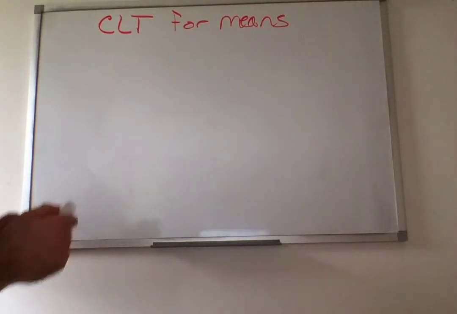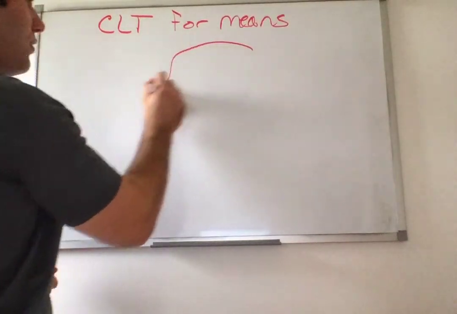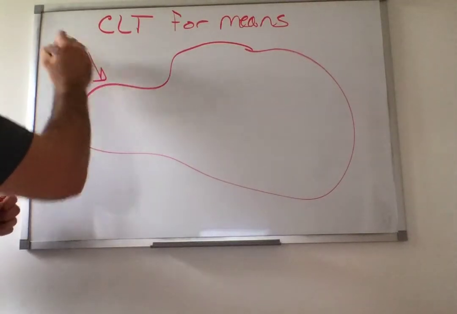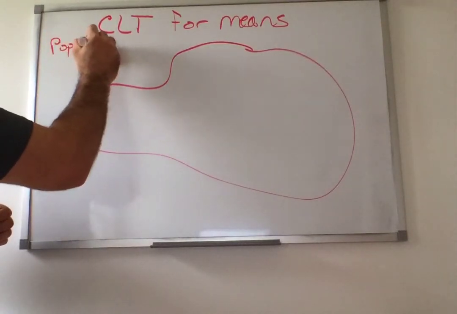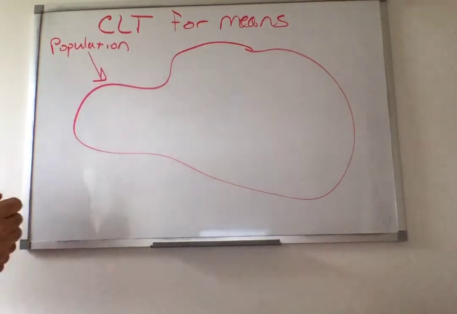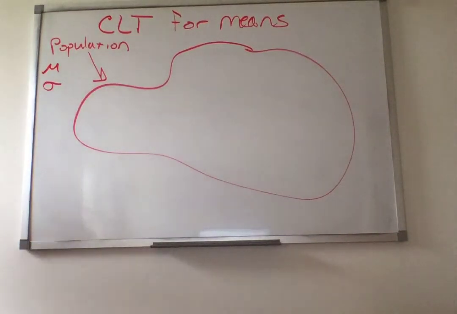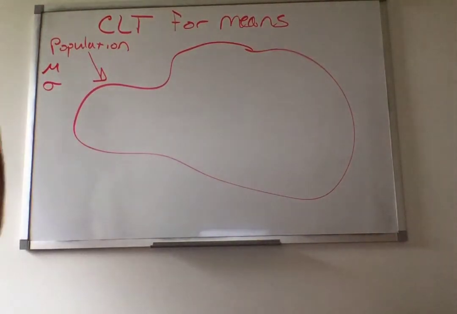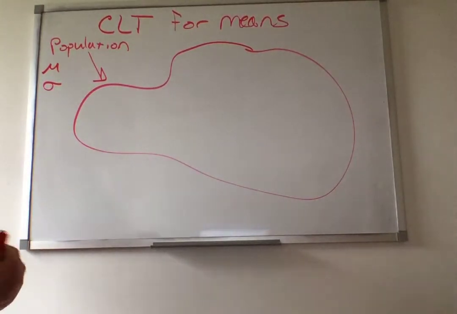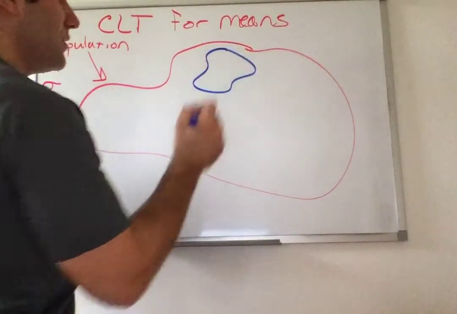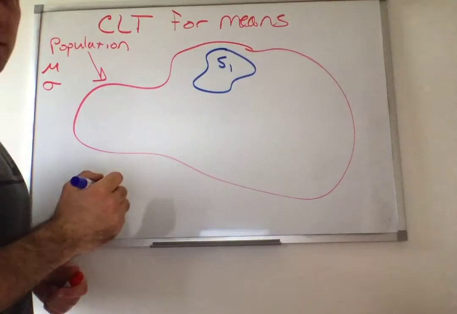Now, if we have some population, and I'm just drawing a random shape here, everything in here constitutes my population, and it has some average and some standard deviation. These are population parameters. Now, what it says is, suppose that we select samples of size n. We are going to select, right here, whatever it is. Here's sample 1.